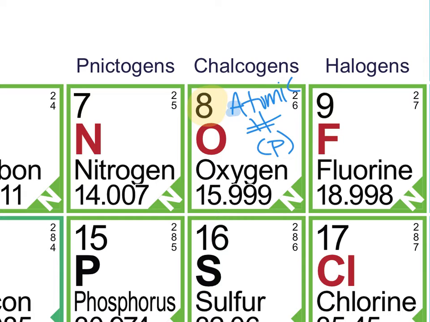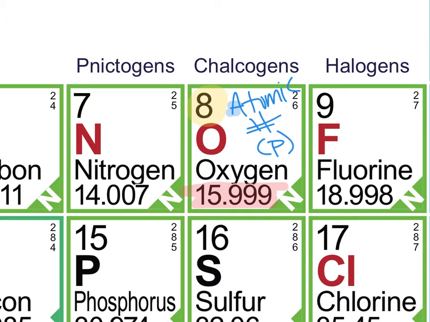The other number we learned about was that bottom number. This bottom number right here is called the atomic mass. The atomic number up at the top is always a whole number. The bottom number, our atomic mass, is always a decimal, and that's because it's a weighted average. Now we learned about one more.